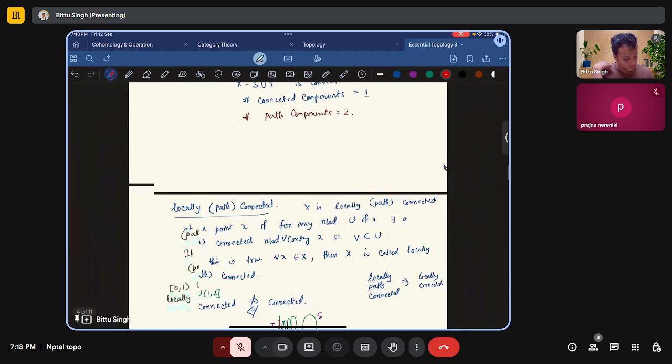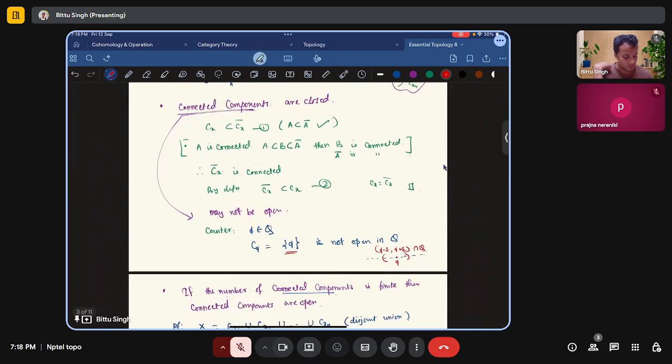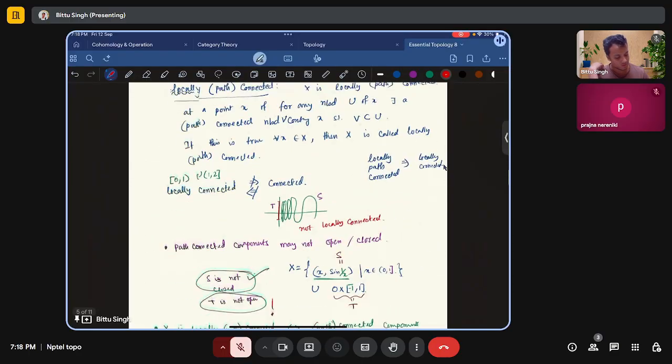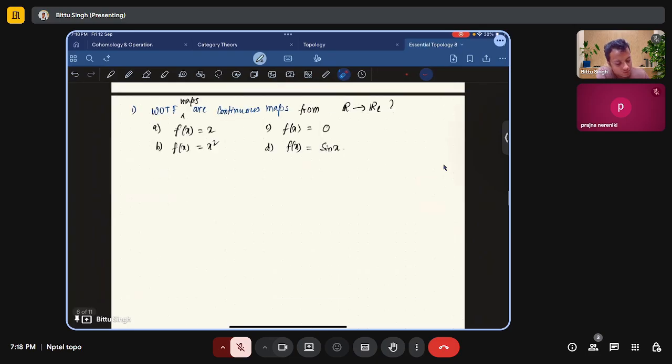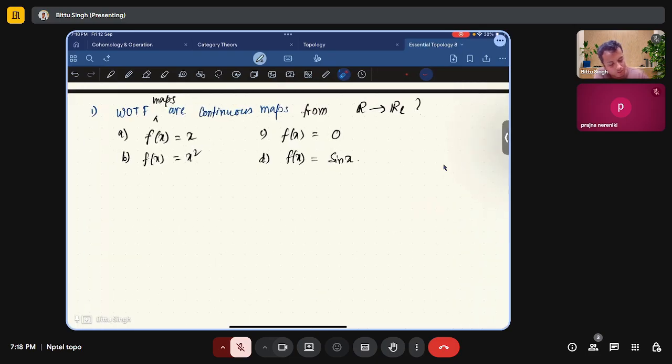So this is the whole theory of connectedness and local connectedness. This is how local connectedness helps. If something is locally connected, then path connected components and connected components are the same thing. Okay, so let us see some problems.